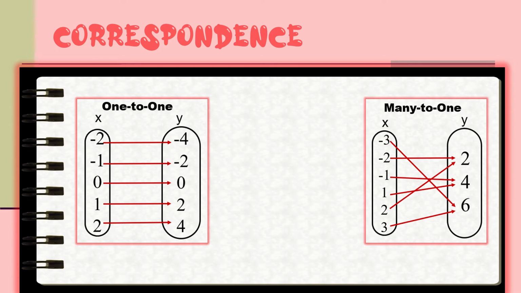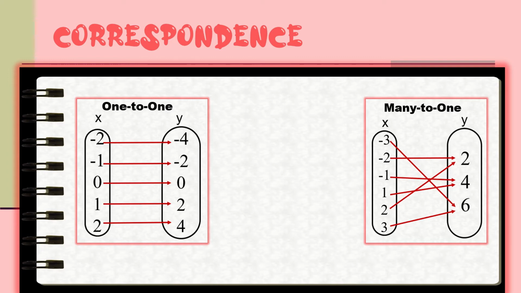So for the many-to-one diagram, we have two elements from the domain that are mapped to exactly one element in the range, that is -3 and +3 are mapped to 6 in the range. We also have -2 and +2 from the domain mapped to exactly one element in the range, 2. And -1, +1 from the domain are mapped to exactly one element in the range, which is 4.